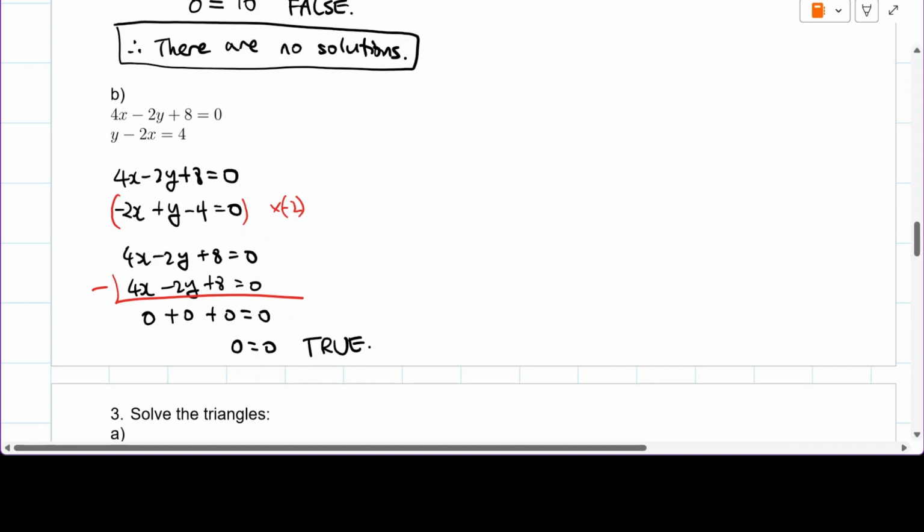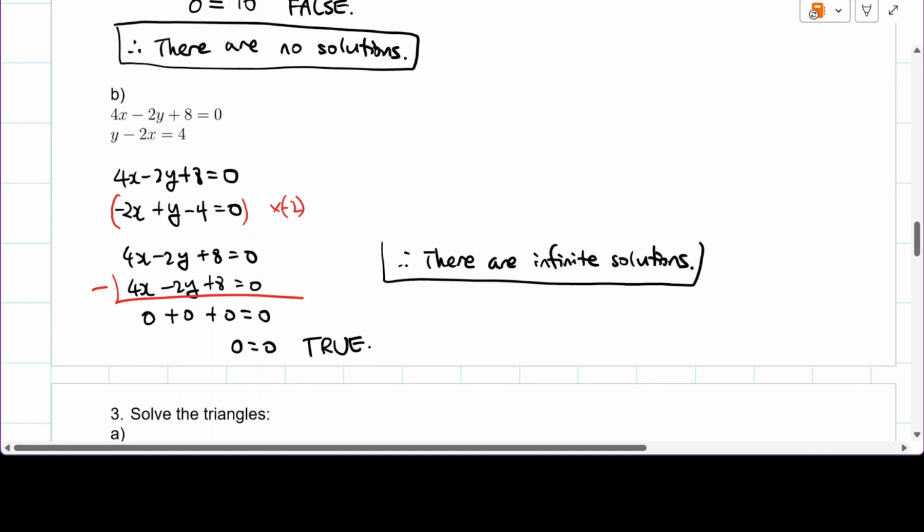And in systems of equations, when you get a true statement like this, it means that we can conclude there are infinite solutions. So writing there are infinite solutions is going to be my final answer.